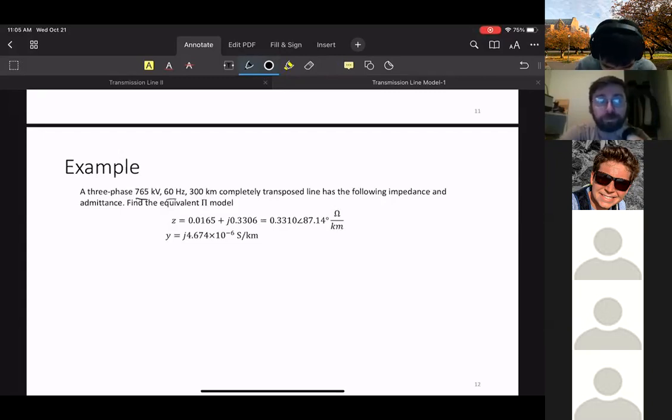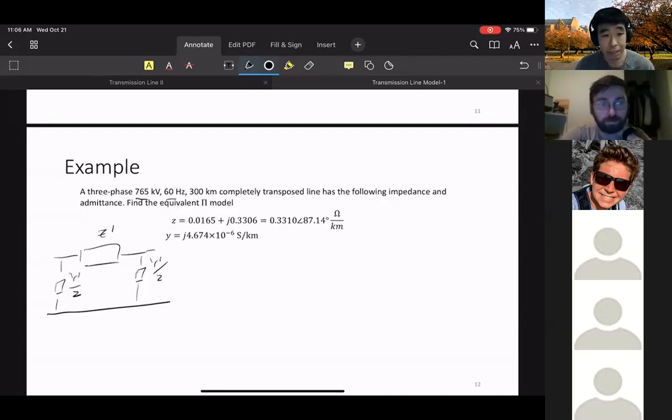Okay, so remember, equivalent pi model means find z prime, find y prime, given small z and small y. We can do this by simply putting the numbers into the equations.